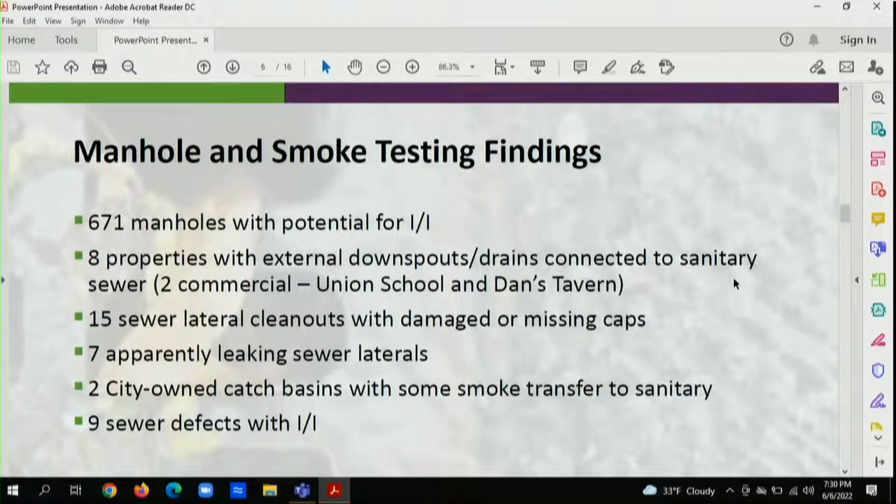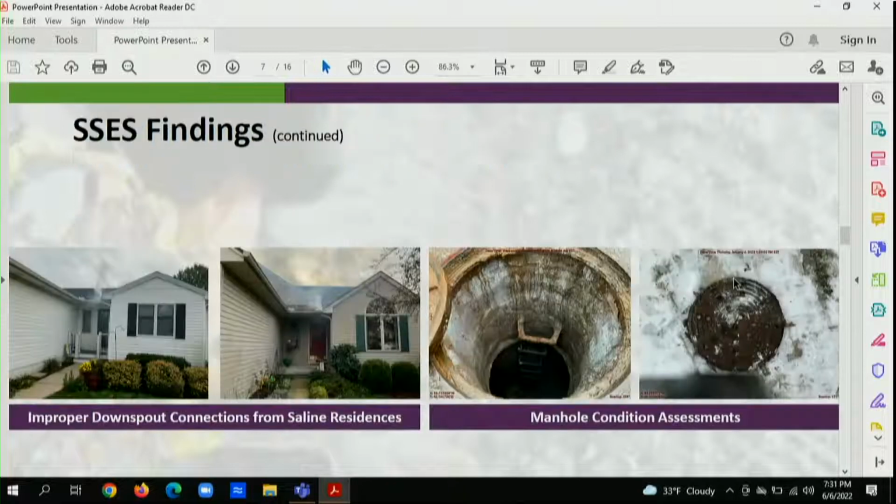Based on the sewer televising that we had, there were 9 spots in the sewer system where we saw groundwater coming in that might be on a list for your DPW to keep an eye on in the future. These photographs are just a sampling of some of the data.